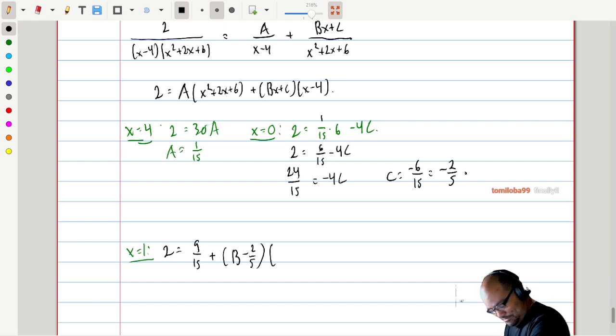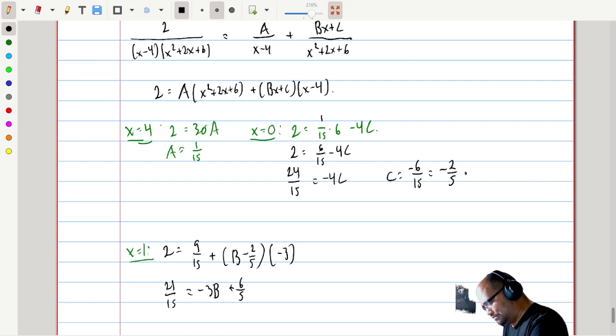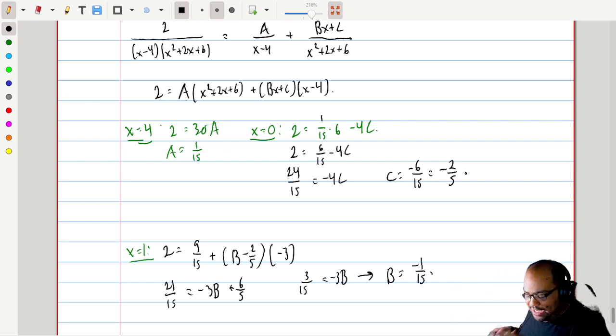I am so sorry. 1 minus 4 is a minus 3 there. Okay, 30 minus 9, 21. Okay, 6 over 5 is 18 over 5. So I subtract, I get 3 over 15 equals minus 3b. So b is equal to minus 1 over 15. Okay, God, after all that mess.